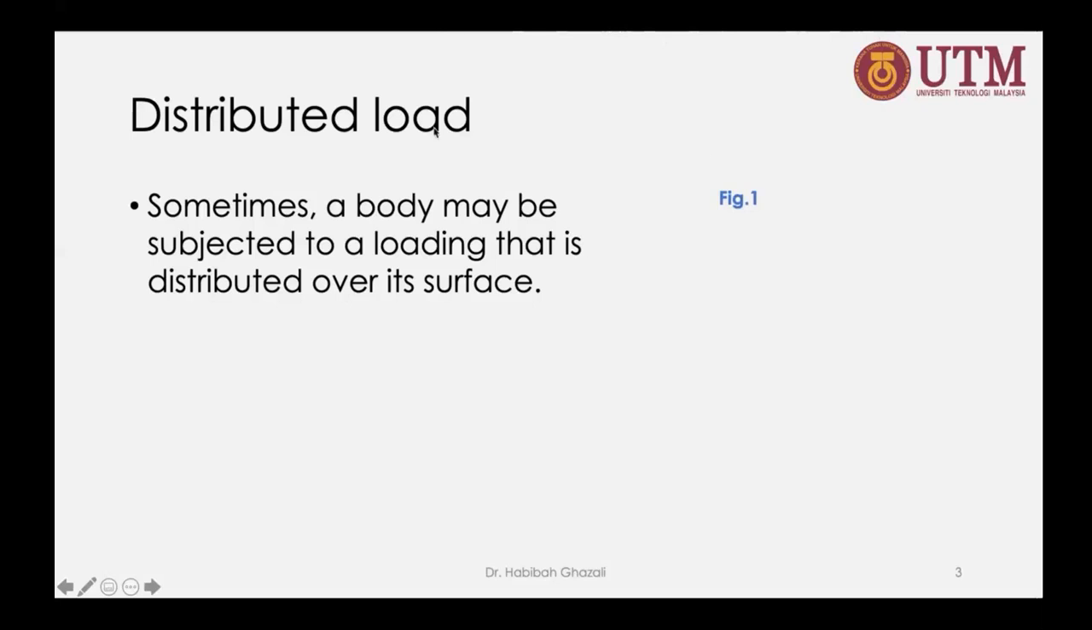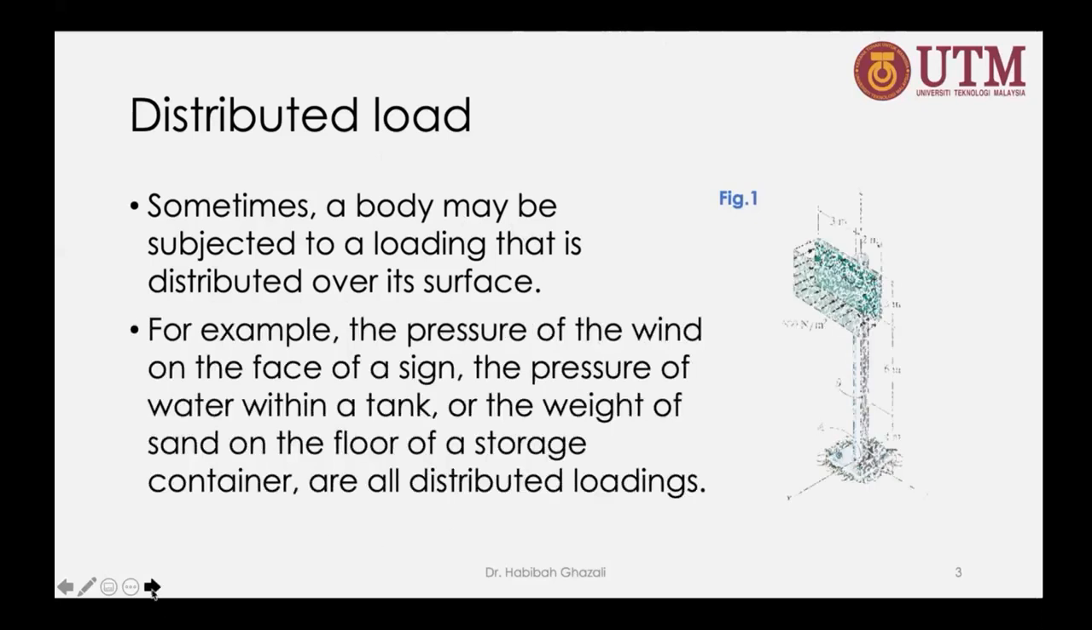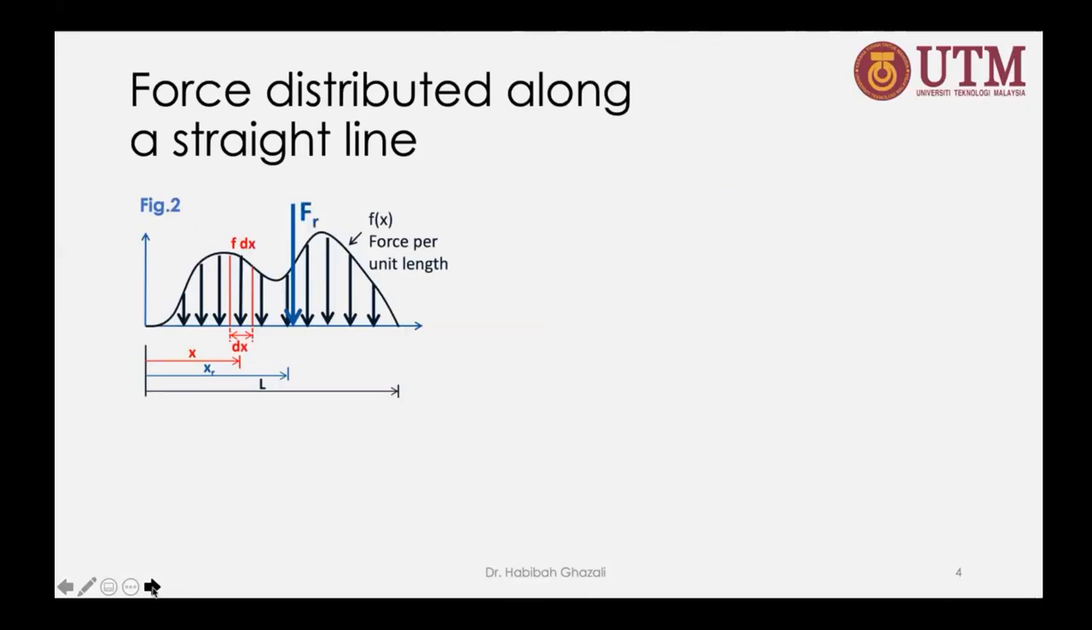Okay, so that is what distributed load is all about. So it may be subjected to a distributed load over its surface. So for example, the wind pressure of a wind on a face of a sign here, or the weight of a sand on the floor of a storage container are all distributed load. So when we're dealing with distributed load, we must be able to find the resultant force and the location of this resultant force. So how do we get the resultant force?